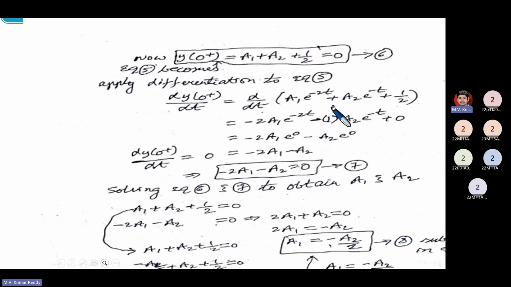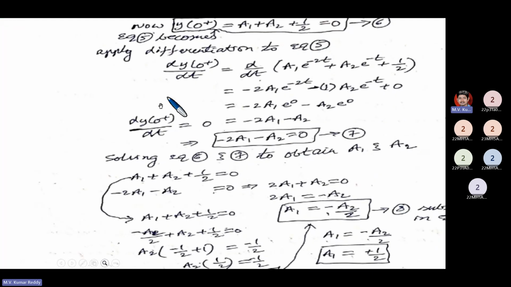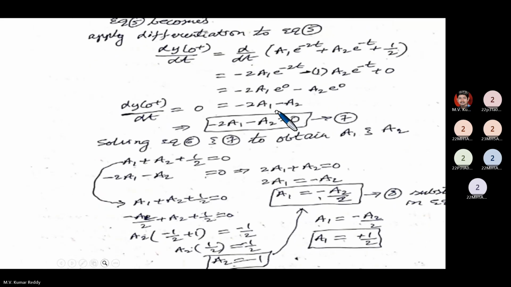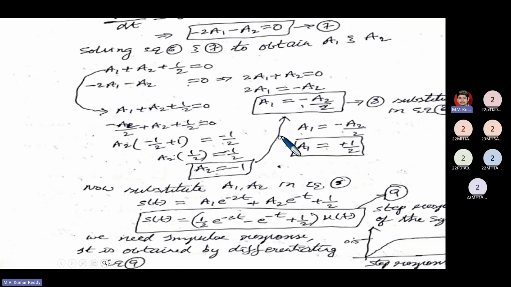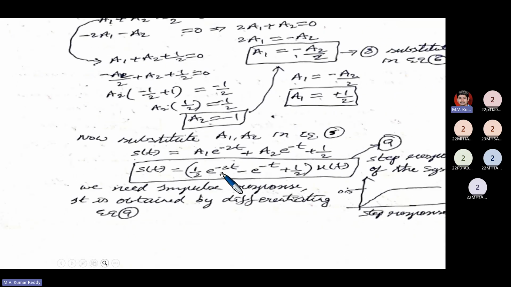On differentiating equation 5, we will get minus 2 a1 e power minus 2t minus 1 a2 e power minus 2t. This is constant 0. So minus 2 a1 minus 2 a2. From the initial condition, this value is 0. So from equations 6 and 7, on solving, a1 is equal to 1 by 2, a2 is equal to minus 1. Substitute the values here: 1 by 2 e power minus 2t minus e power minus 2t, into u of t. This is the step response.